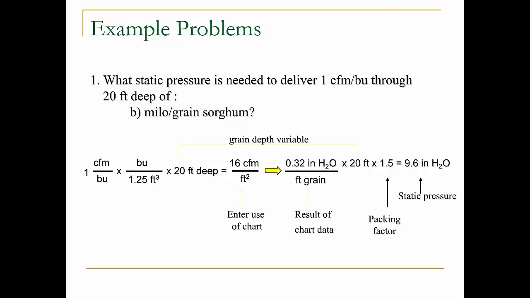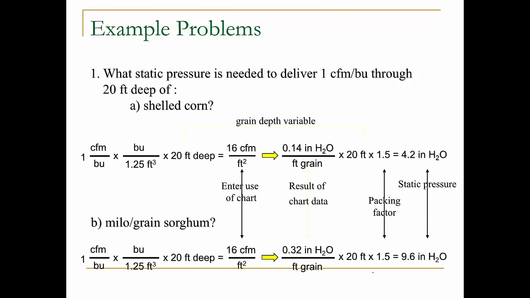And basically 0.32 inches of water per foot of grain multiplied by the 20 feet times 1.5. So it is going to offer a much higher resistance compared to the corn, because the type of the grain is going to affect it. So you can see between the shelled corn and the milo, the static pressure increased from 4.2 to 9.6. So the pressure requirement is much higher.